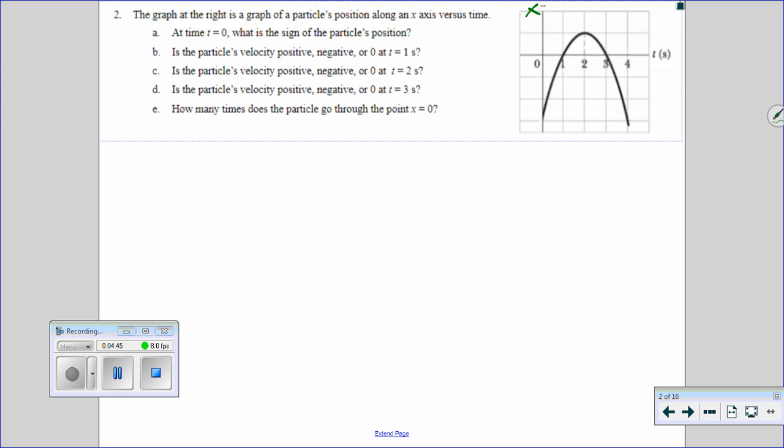And then E, so Sarah Ashkar, what do you got for E? How many times does the particle go through the point x equals 0? 2, yeah, one's here and one's here, right? Here's the problem. You labeled the y-axis X. That's right. No, the x-axis.